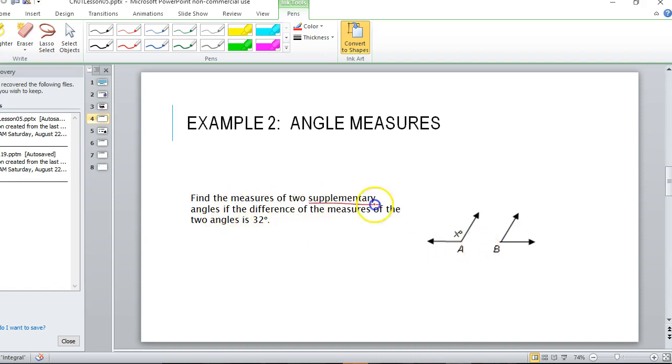Supplementary, that's exactly what that means. So the measure of angle A plus the measure of angle B has to add to be the sum 180 degrees. We also know that the difference of the two measures is 32, which means the measure of angle A minus the measure of angle B equals 32.